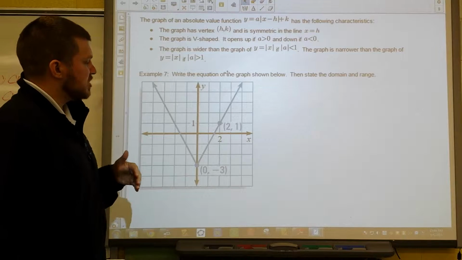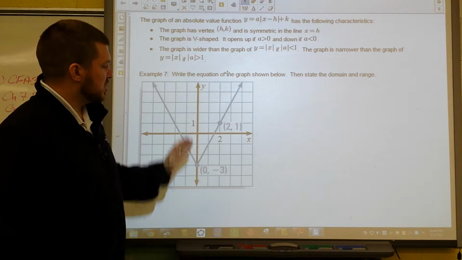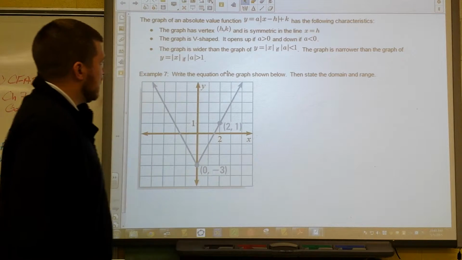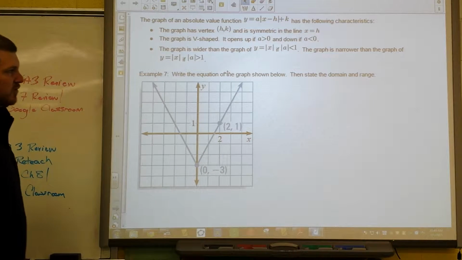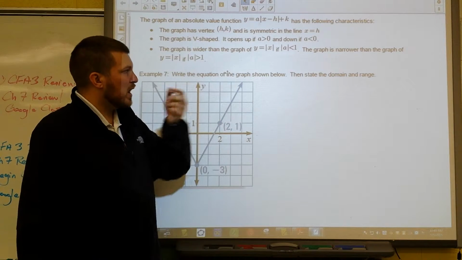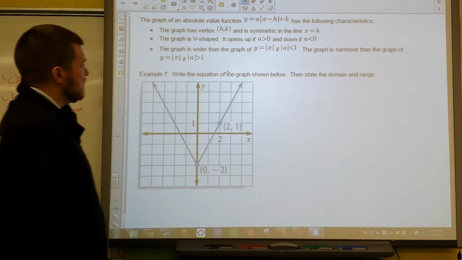So x equals h is going to be a vertical line, so essentially we're always going to have a line of symmetry that goes through the vertex. Okay, and it's going to be vertical. The graph is obviously V-shaped, we already know that. It opens up if a is positive, and opens down if a is negative.